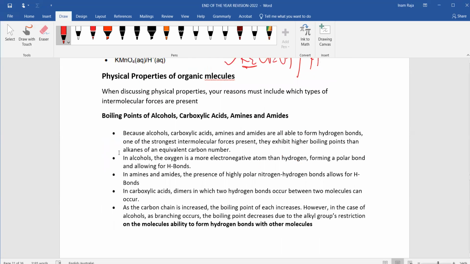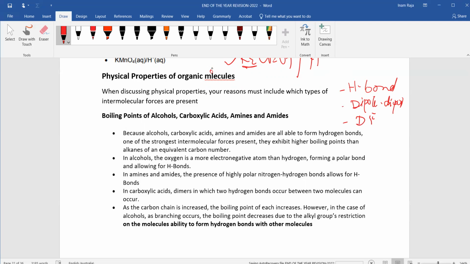Now, physical properties of organic molecules. Physical properties of organic molecules means the density, melting point, boiling point, solubility, all these things. And remember that when they ask you a question about the physical properties of organic molecules, when you're reasoning those questions, you need to mention one of these intermolecular forces: either hydrogen bond, dipole bond, or dispersion forces. One of the three forces you need to mention to justify your answer.